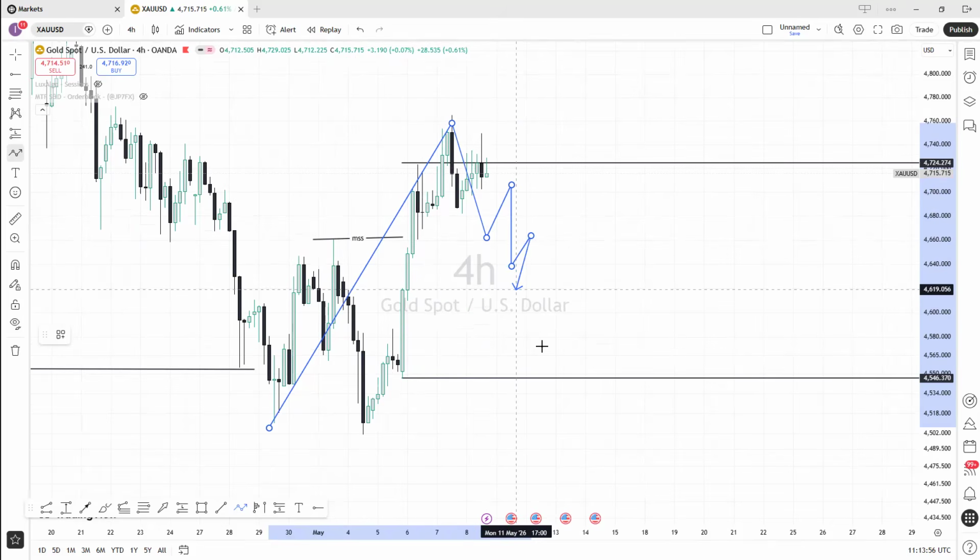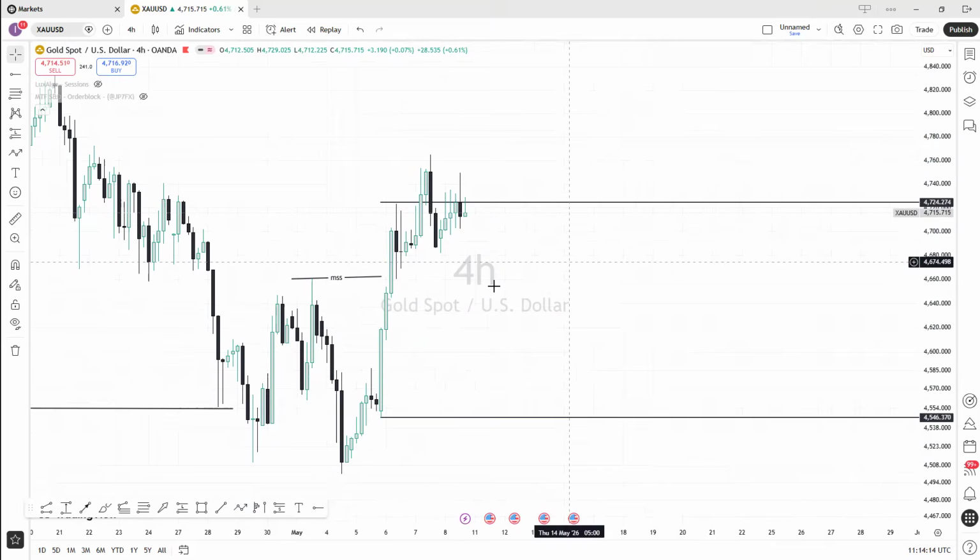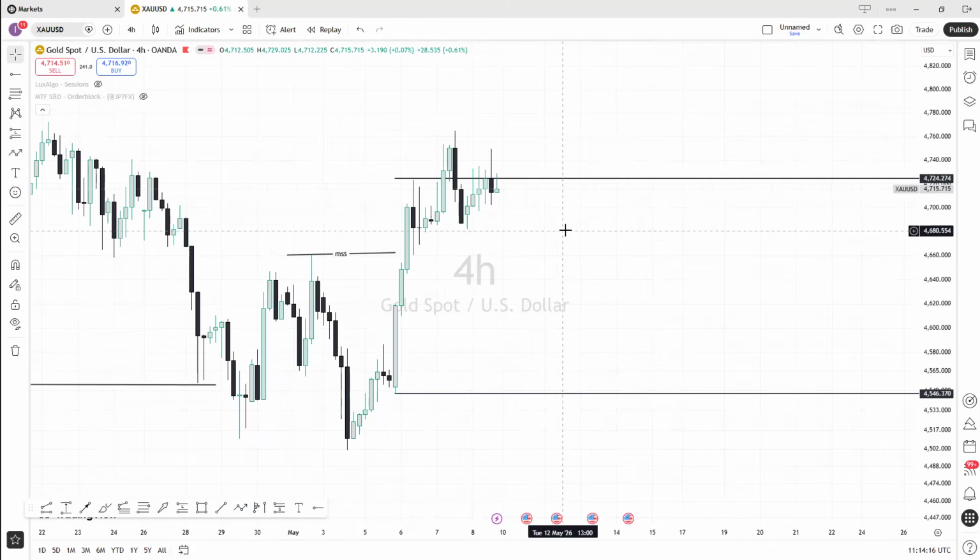Until deep discount level, where we have this strong supply and this strong demand. So expect the price may drop to this demand, or it may drop to take out the low, and then we'll continue the bullish move. Expect a strong or aggressive pullback next week.